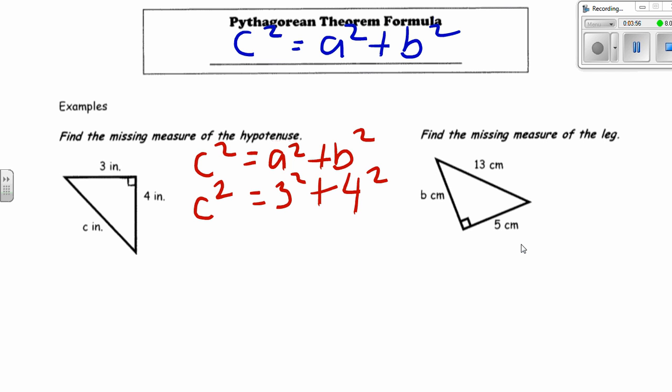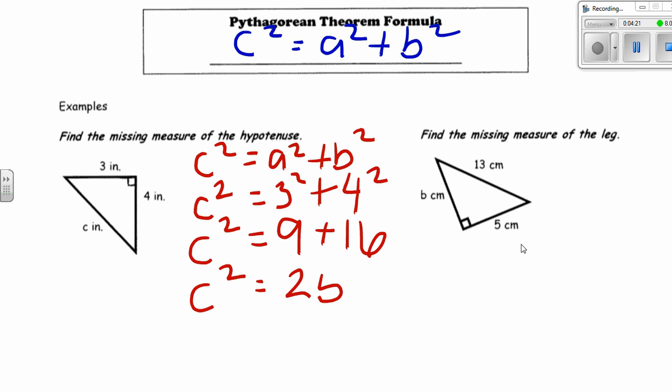Now we're just going to condense this a little bit more. I'm going to keep c squared as is. And then we've got 3 squared. Remember, that's not saying 3 times 2. It is saying 3 times 3. And 3 times 3 is 9. And 4 squared is 16. Now we can condense this even further. We can combine 9 plus 16. So I'm going to write c squared equals, and 9 plus 16 is 25.